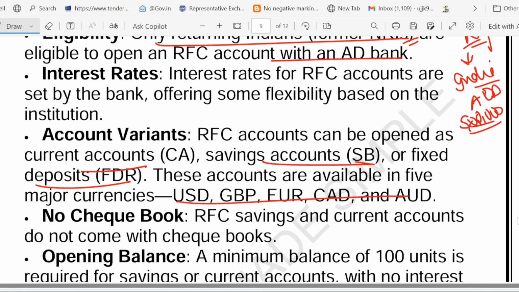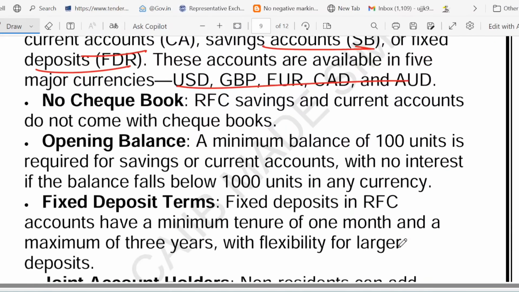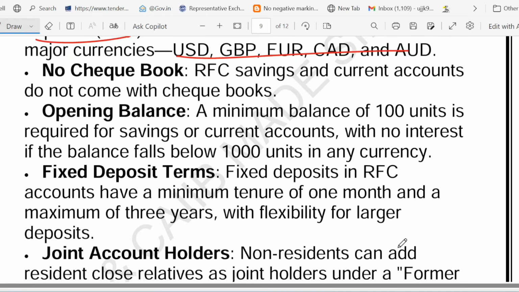Yes. What about the checkbook? Very, very important. If you talk about the checkbook, RFC savings and current accounts do not come with a checkbook. That is a very important point. Now, there is something called opening balance. A minimum balance of 100 units is required for savings and current accounts, with no interest if the balance falls below 1000 units in any currency. So minimum 100 units is required, and if it falls below 1000 units, no interest is earned.